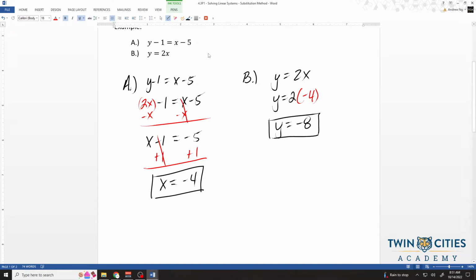Okay, this is the solution. x equals negative 4, and then y equals negative 8. What does that mean? Well, that means that since we're looking at a graph of these equations, a solution, or rather the intersection, is at negative 4, negative 8. So there's an intersection at negative 4, negative 8.